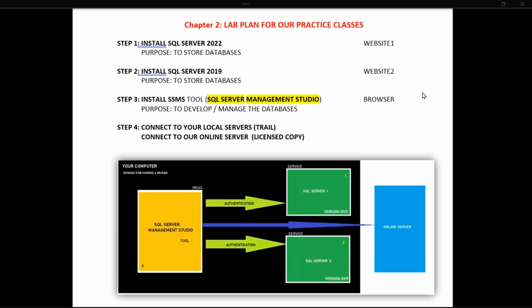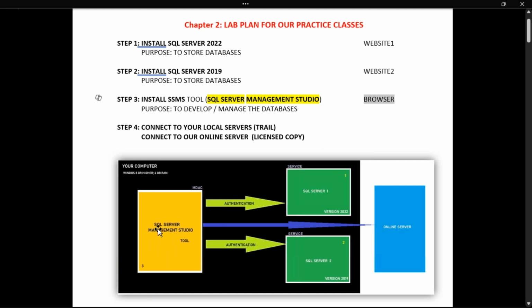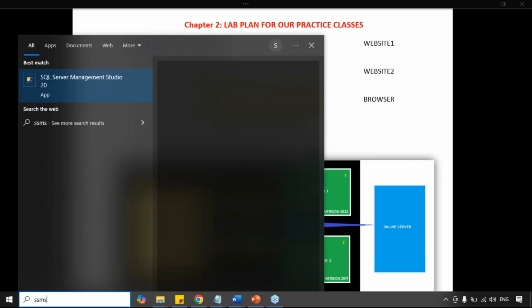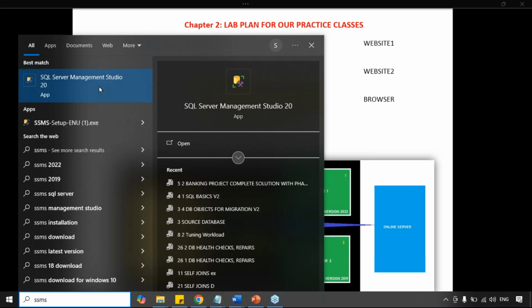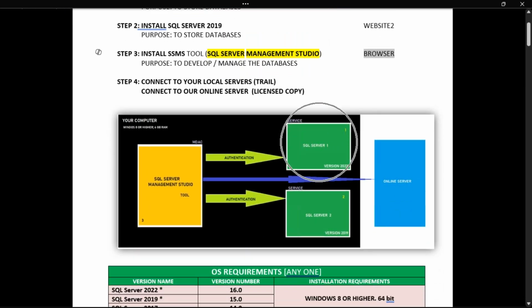So 2 local servers, 1 online server. In easier terms, you have 2 websites. How to access them? Through a browser. Here 2 servers. How do you access them? Using a tool. SQL Server Management Studio. No hurry. We'll configure this tomorrow. Today, let's see how to configure server 1.